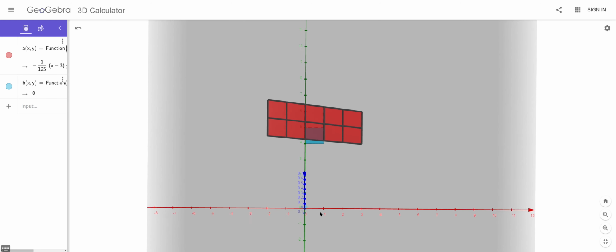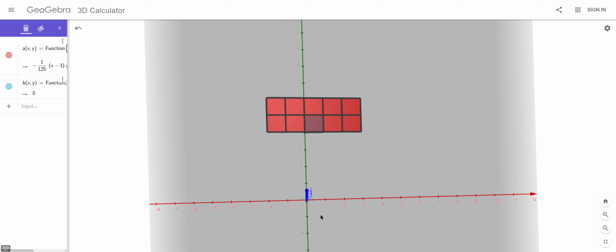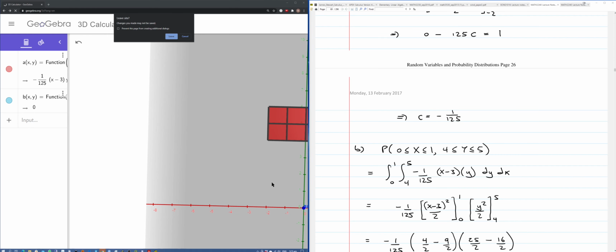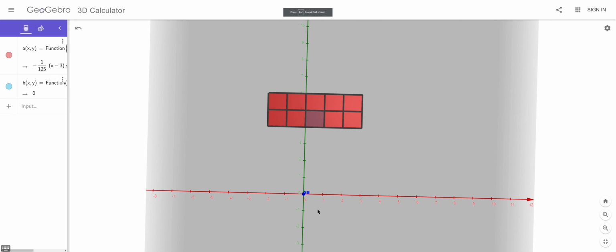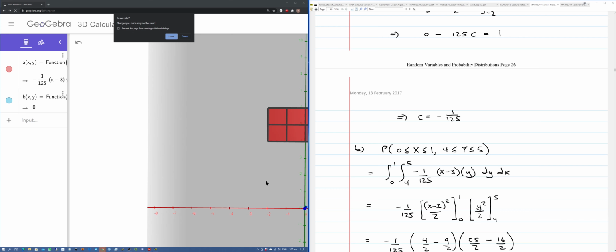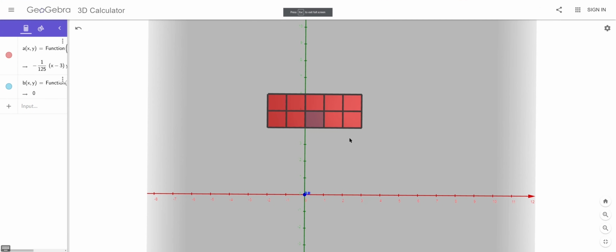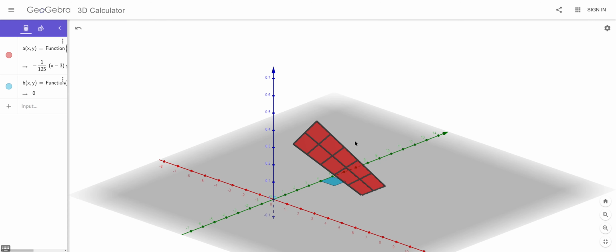If you project down, you'll see that in fact the rectangular region lies below your graph over here. So this is what we're integrating over. We're integrating over this rectangular region. As a matter of fact, it's a square region that we're integrating over.